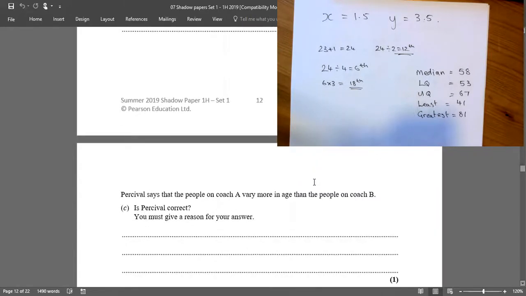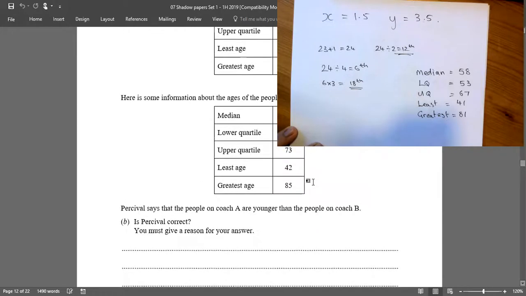Okay, Percival says that the people on coach A vary more in age than the people on coach B. Is Percival correct? So the range for coach A is 81 minus 41, which is 40. The range for coach B is 85 minus 42, which is 43. The ranges don't vary massively.